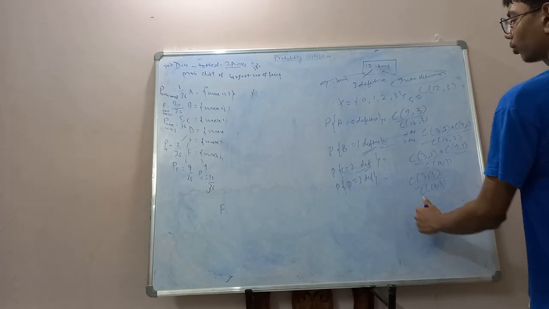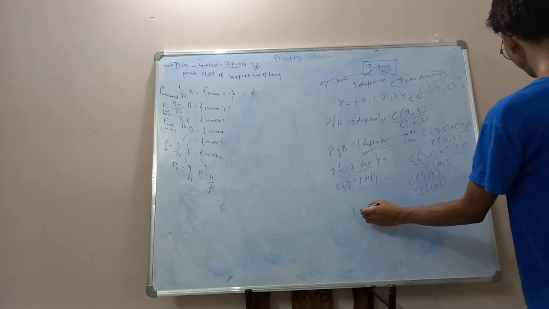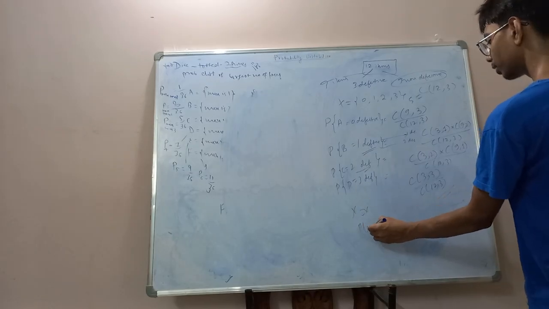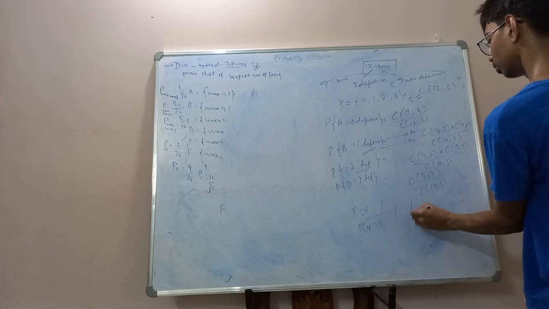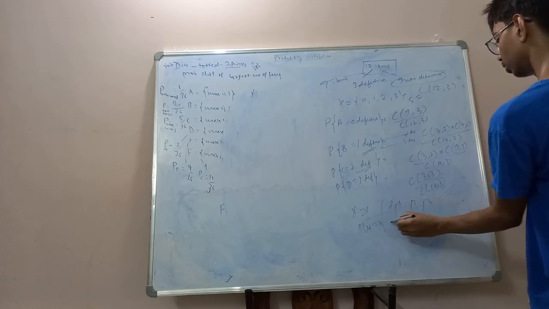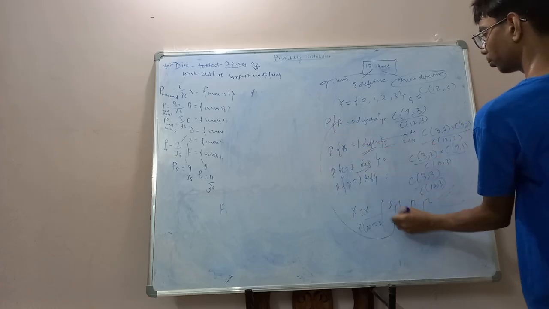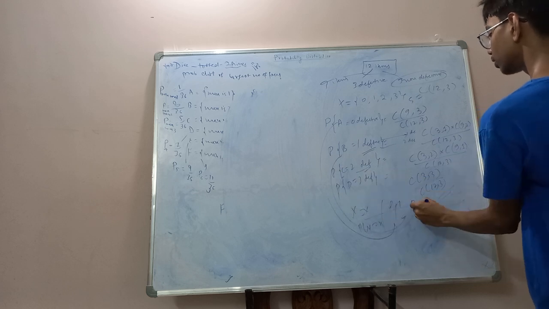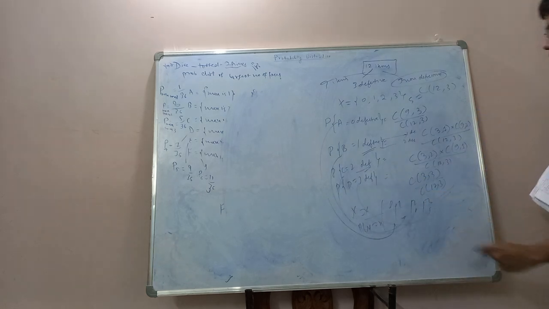So this was all for this. Accordingly, you will make the probability distribution curve, and you will put these values in one by one. So this is all for today.